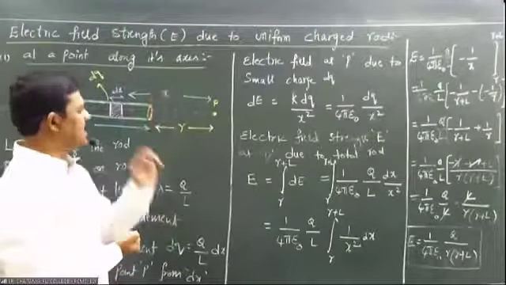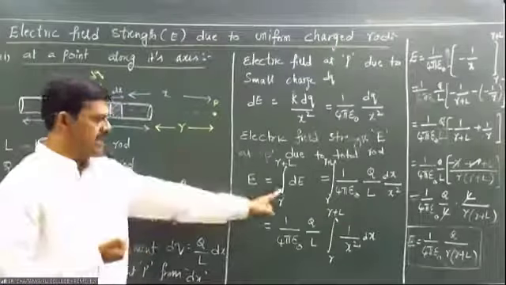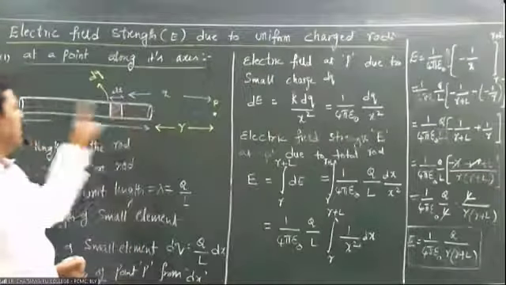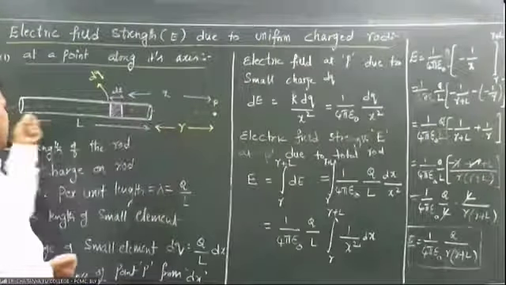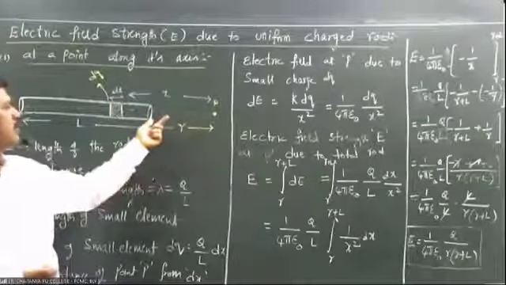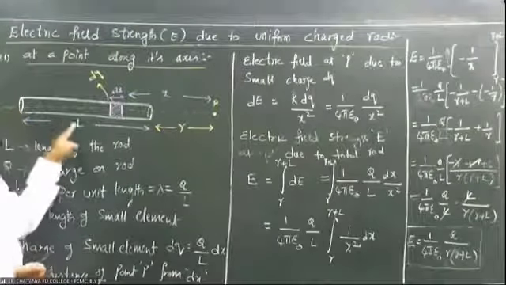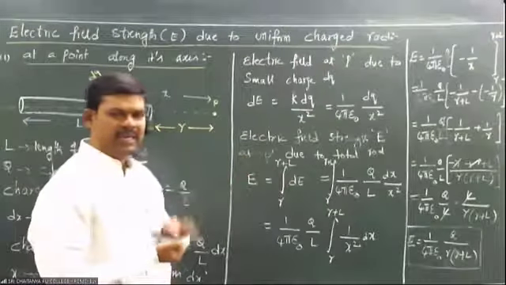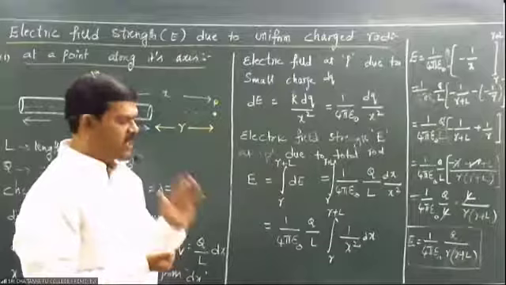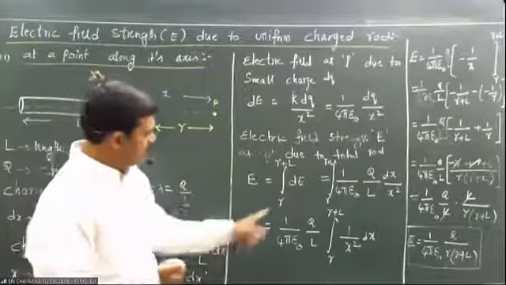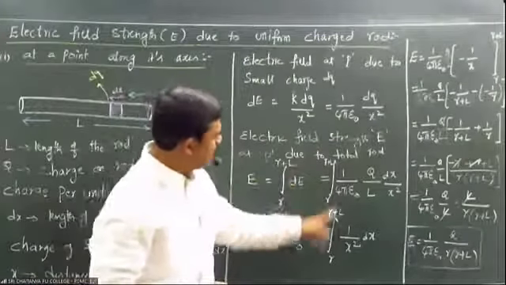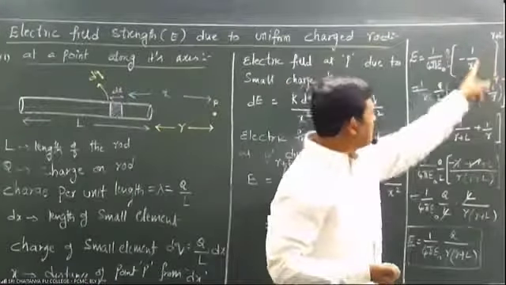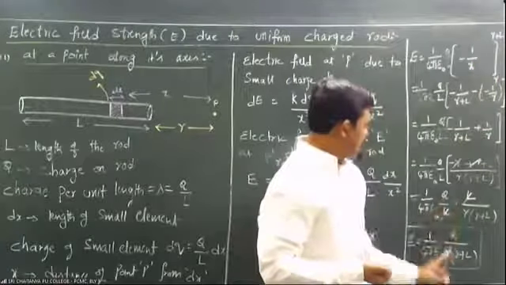To get the total intensity, sum up. Summing means integration. So find dE due to the small element, then integrate within the limits of distances. From here to here, distances from this end is R plus L. So within the limits R and R plus L, integrate that small intensity. You get the total intensity, right? Then substitute this dE here. Integral of 1 by x square is minus 1 by x. Then after substituting the limits, you will get the final answer.